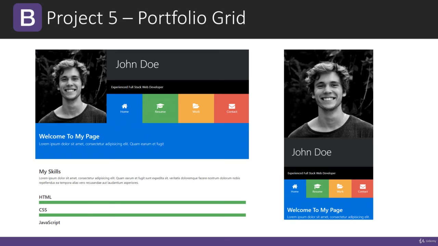And then the last project is called Portfolio Grid, which is going to be a bit different than the rest of the projects. There's no nav bar. We're actually going to use the JavaScript collapse module to create the pages. So the home, the resume, the work, and the contact page. We're also going to use a lot of the different Flexbox classes in this project as well. And you can see it's very responsive. All of the projects are very responsive.